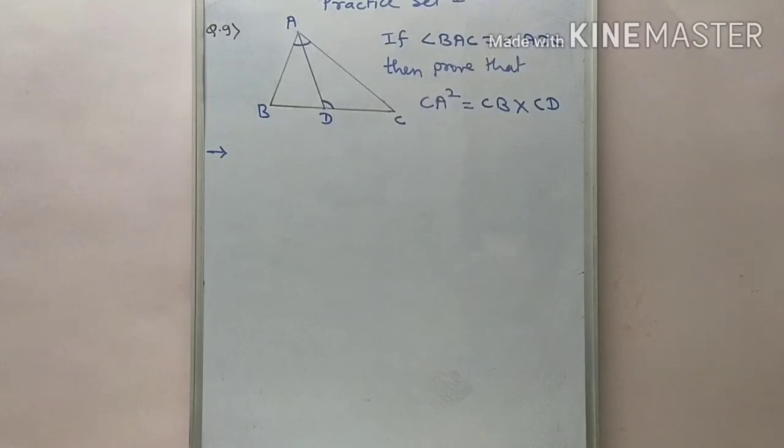So this example is also on the same base, similarity of two triangles, but here we have to decide which two triangles we have to show as similar. So according to the given part, angle BAC means what? This angle is of that bigger triangle ABC or triangle BAC, and angle ADC means this angle ADC is the part of the triangle ADC.